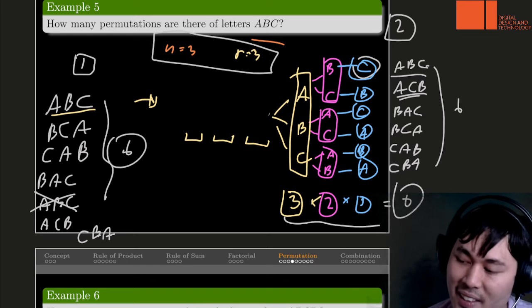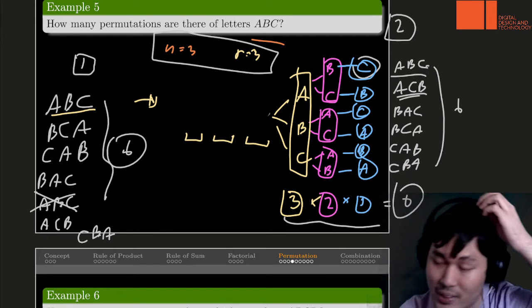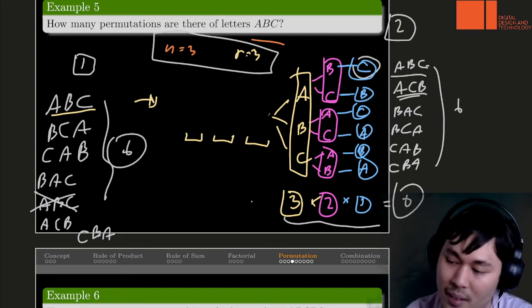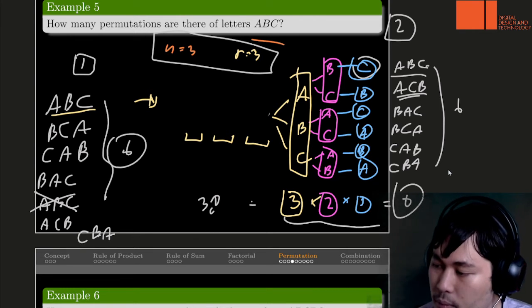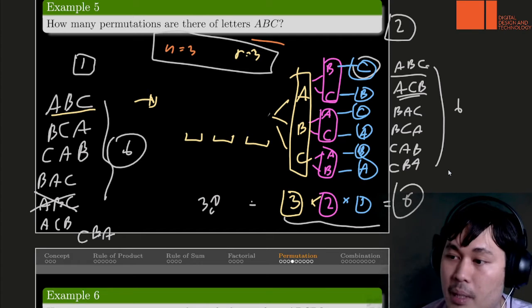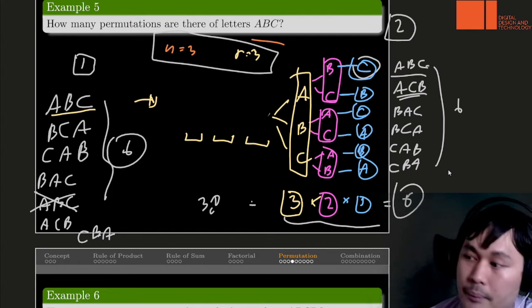You can see that that actually looks like a notation that we just defined. And of course it is exactly 3 factorial. So that's how you can find the permutations of all these letters.